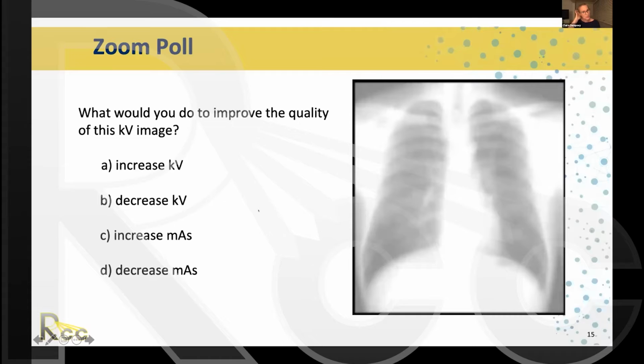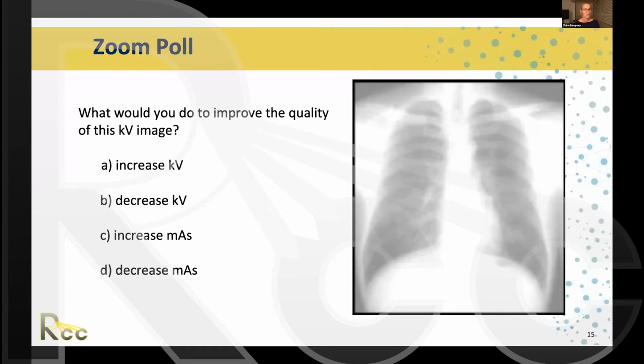So there's just a Zoom poll. So this Zoom poll question is about the image that you see there on the slide. So what would you do to improve the quality of this particular image? Whether you would increase the kV, decrease the kV, increase the MAS, or decrease the MAS. So we'll let the poll go for another 30 seconds or so.